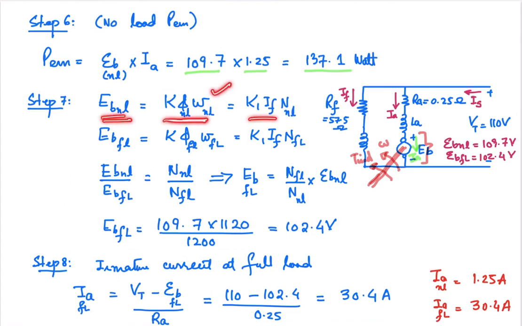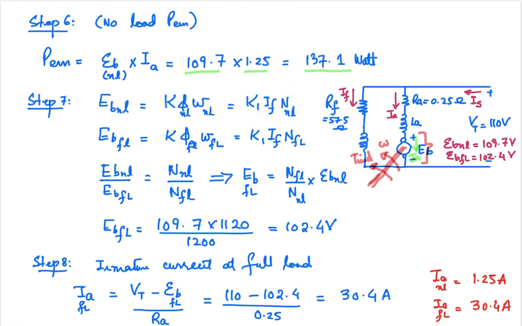It can be written in terms of the field current, because flux is proportional to the field current, and this is the speed in radian per second, and this is the speed in RPM. By a constant factor we can convert from radian per second to RPM. So that is accommodated in a new constant: constant into constant will be a new constant. I have represented it with K1. So this equation can be written as K1 IF into NL, the no load speed, in RPM.